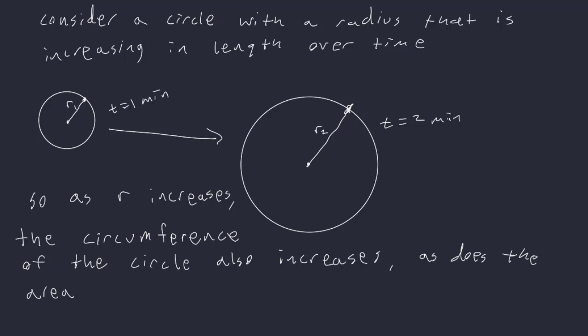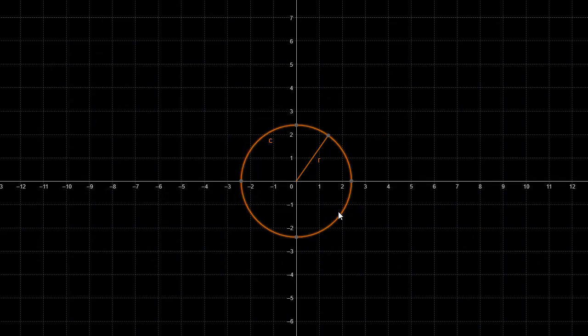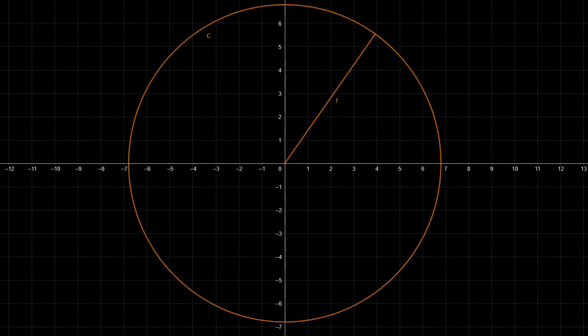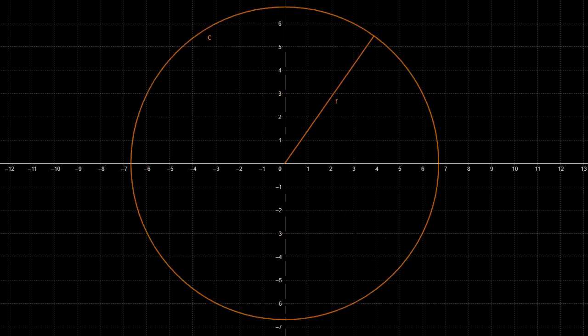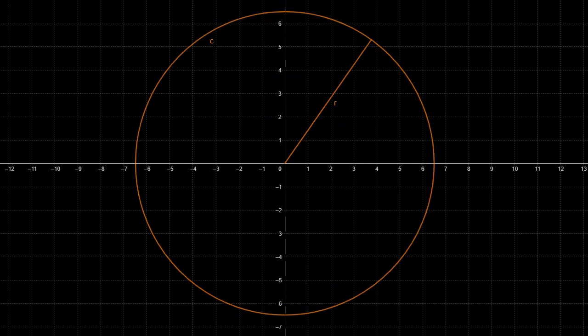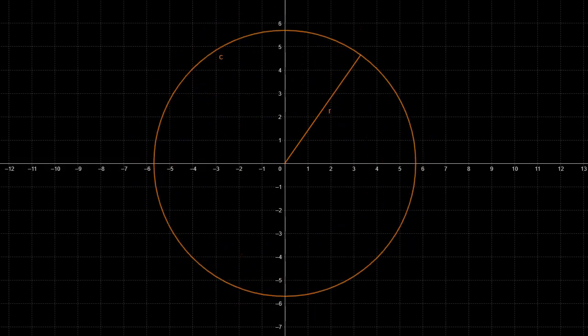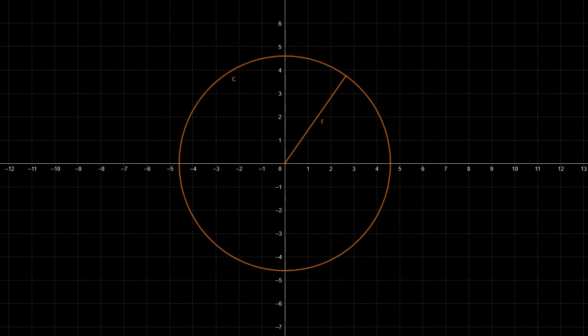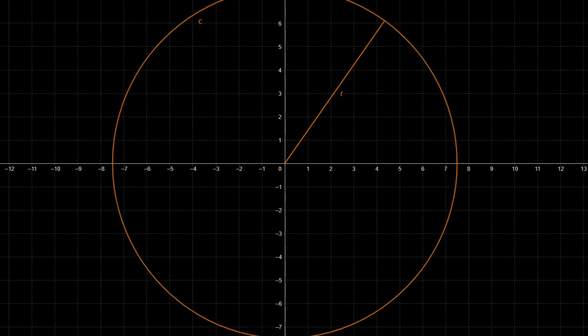If we were to look at it on a graph, say like this, here's my radius, here's my circumference, and as the radius is increasing, so does the circumference. And not only is it also increasing, it increases in a way that is related to r, which hopefully makes sense because the circumference is completely dependent on r, and r is changing with respect to t.